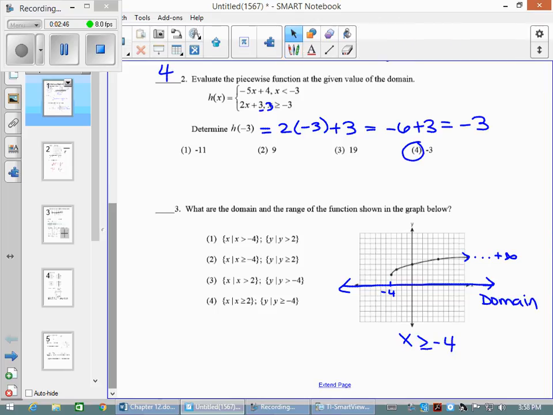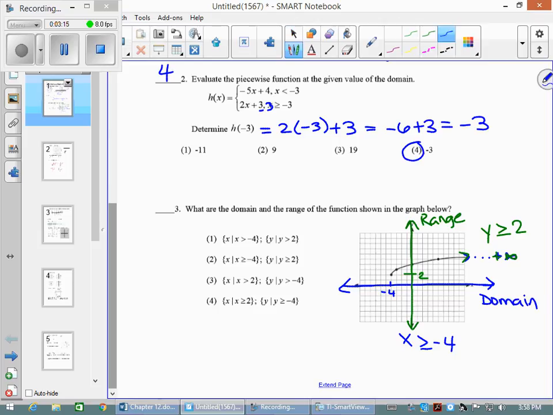For range, we look from the bottom of the graph to the top of the graph. So for my range, I can see that the most bottom piece, or the lowest y value here, is +2. But then as I go up, again, I see that arrow pointing towards positive infinity. So I could say that my range is y is greater than or equal to +2. Now I just have to find my choice. Domain, x is greater than or equal to -4, and y is greater than or equal to 2 for my range, choice 2.